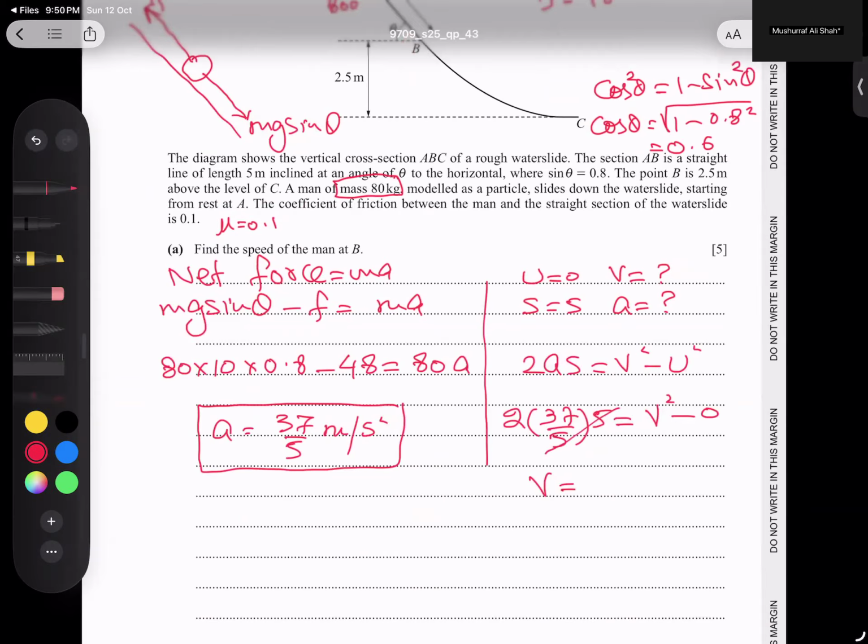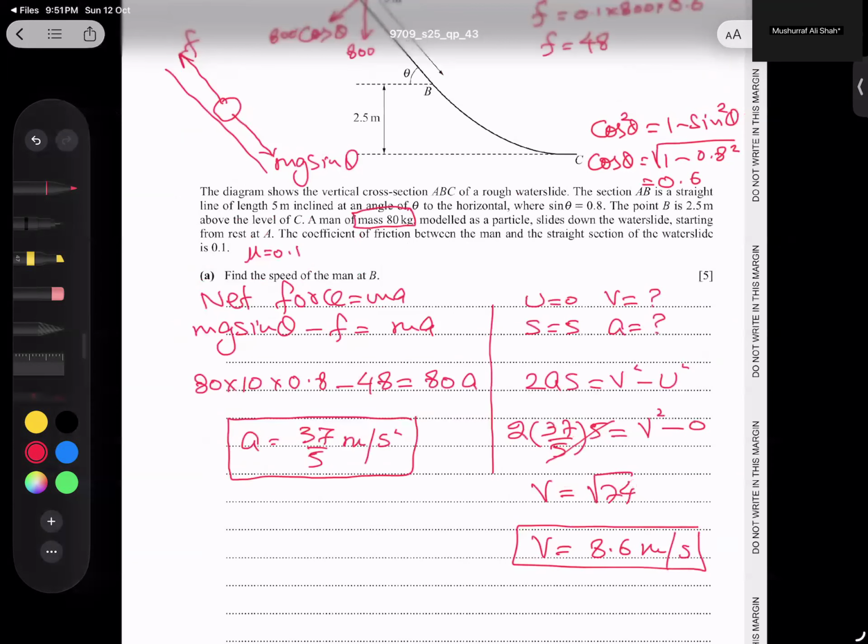Into 2 and take a root. So the answer turns out to be 8.6 in root form. First of all, if I write it, it comes root 74, and velocity becomes 8.60 meters per second. Alhamdulillah Rabbil Alameen.